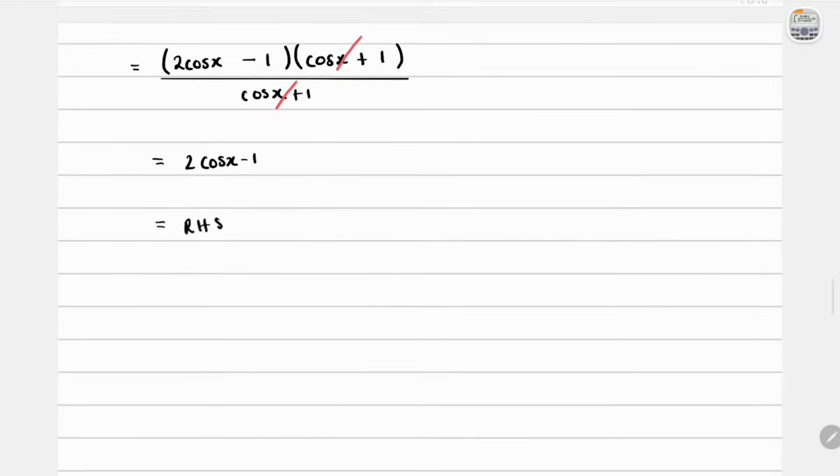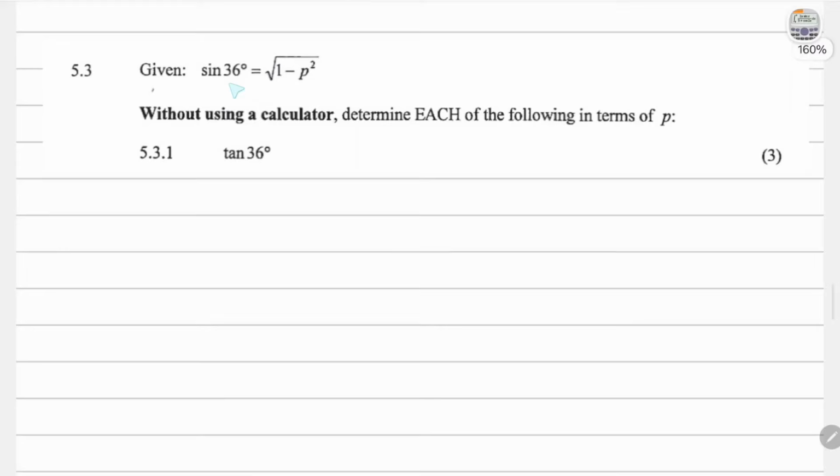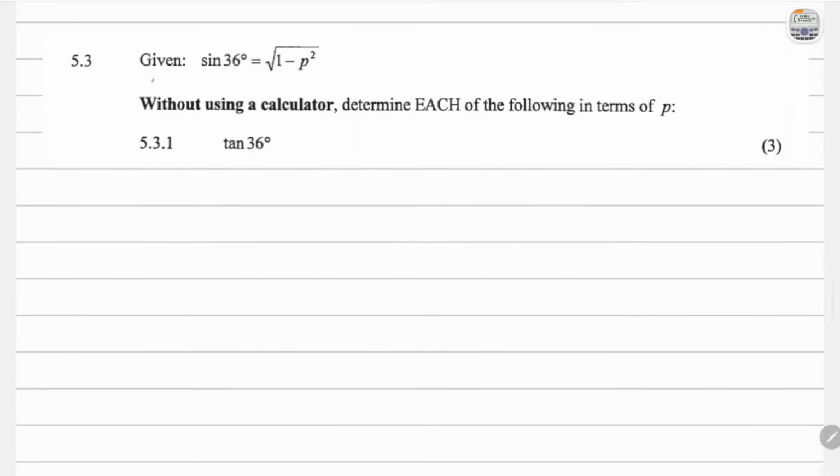Moving on to the next question. Question 5.3 says, given sine of 36 degrees is equal to the square root of 1 minus p squared, without using a calculator, determine each of the following in terms of p. And the first one is tan 36 degrees.